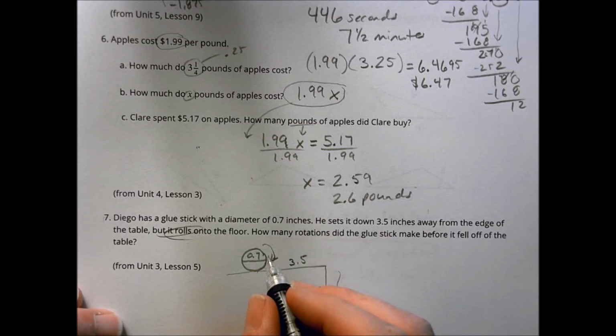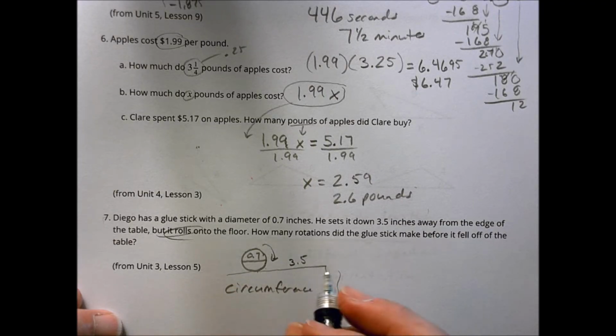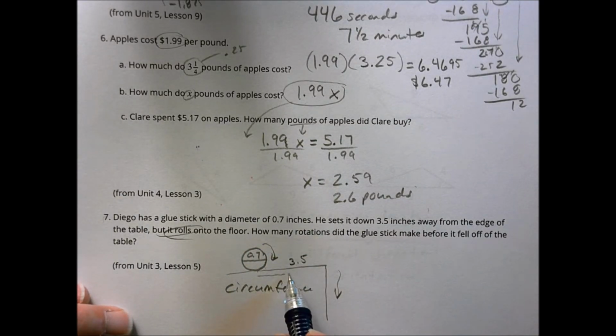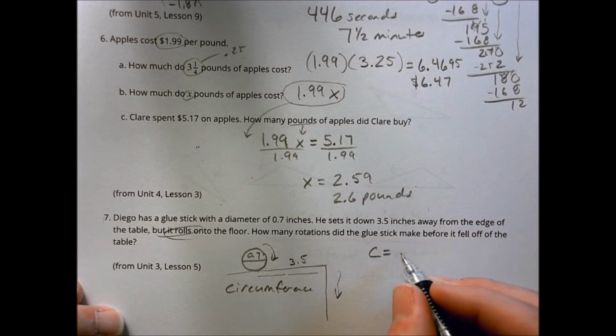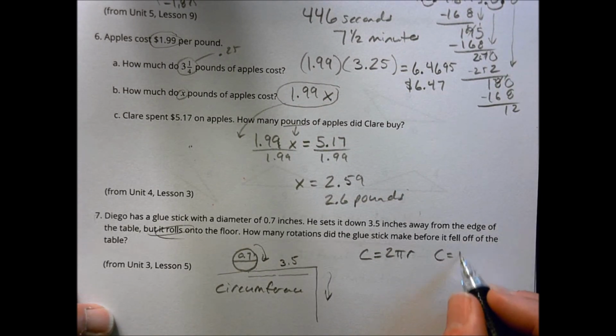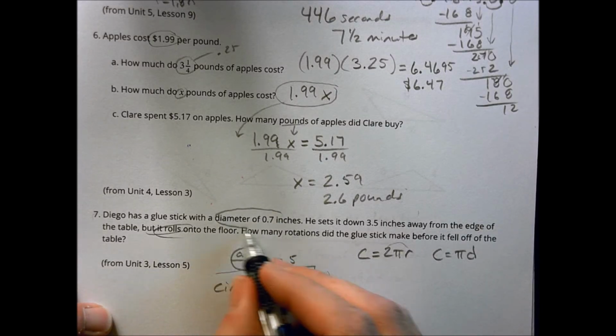So this rotation can be found by finding the circumference, right? The circumference is the distance around that circle. So that distance, if we were to cut it and stretch it out like a string, we want to see how many of those we could line up before it runs out of space and falls over the edge. So let's find the circumference of the glue stick first of all. Circumference can be found by using a couple formulas. You might know 2 pi r, if you remember that formula, or circumference is the same as pi times the diameter. They're the same thing because 2 radius is equal to the diameter. In this case, they gave us a diameter of 0.7, so let's use this one.